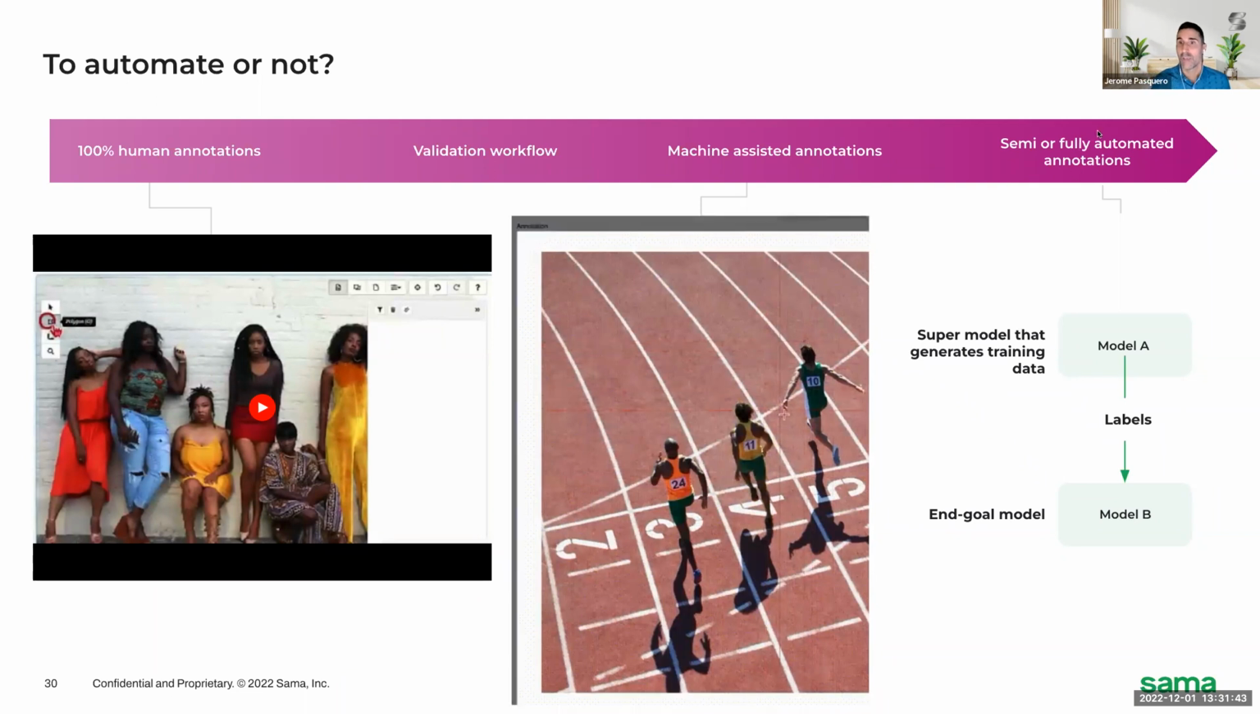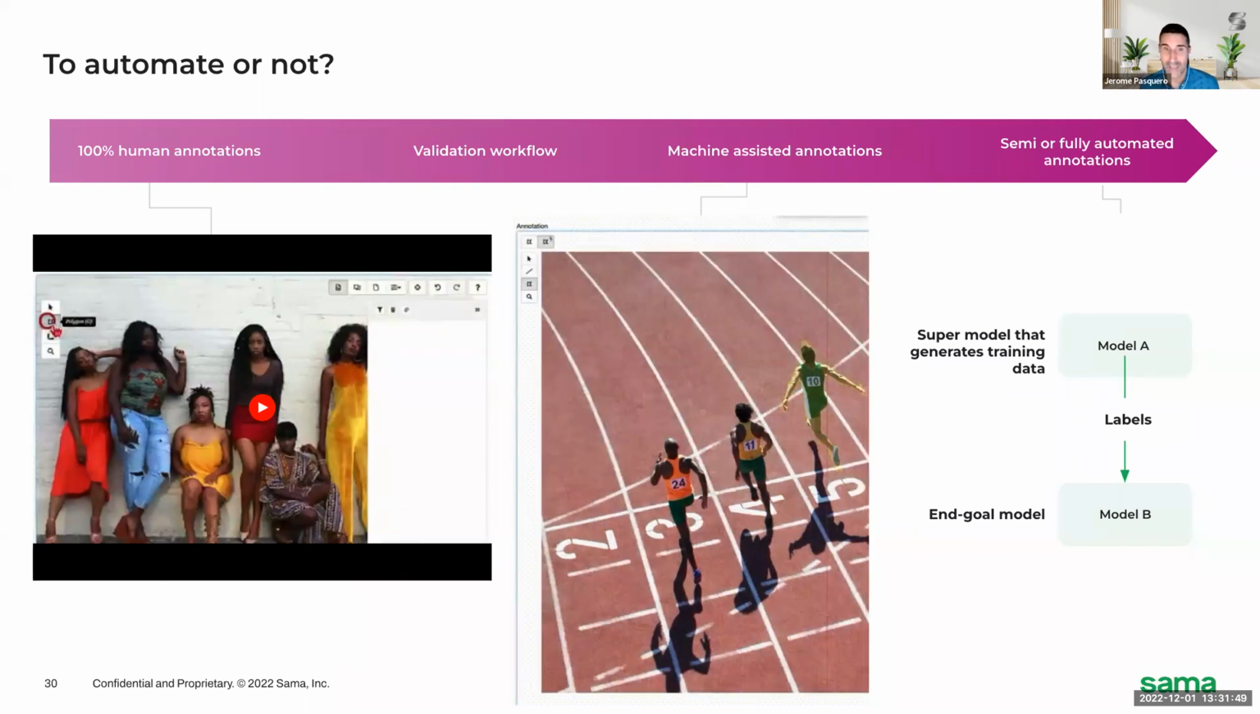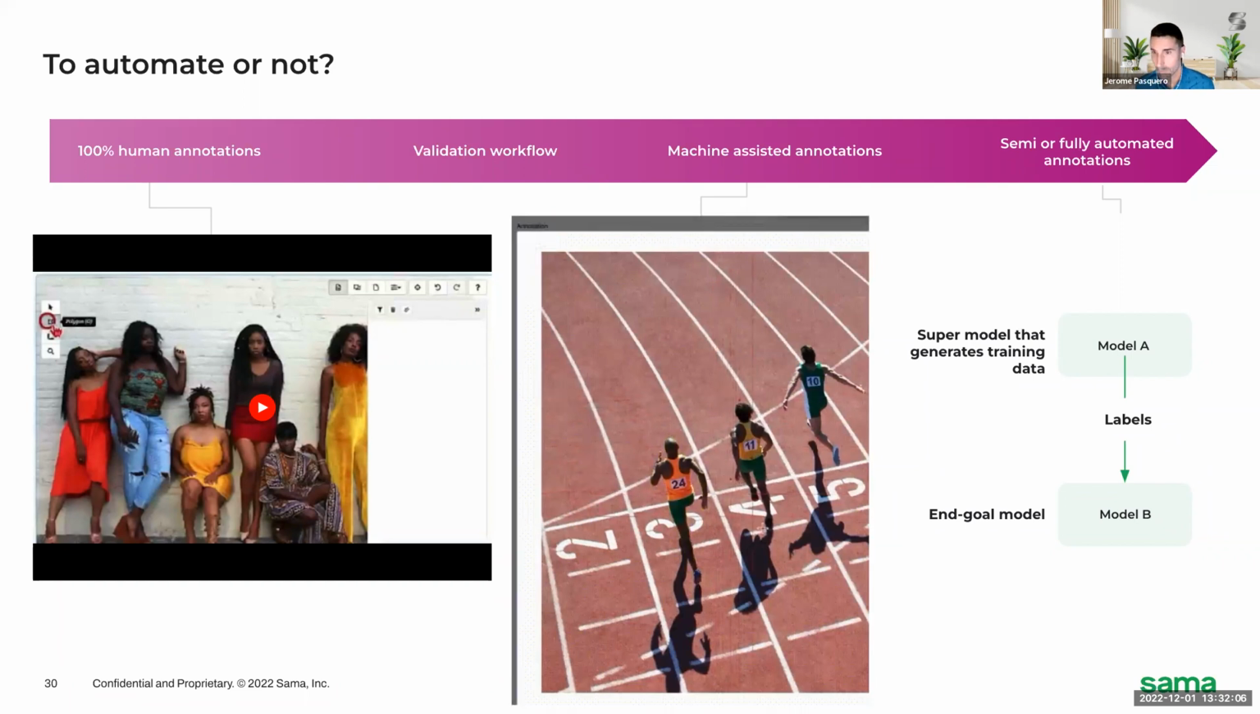And then there are semi or fully automated annotations, and there are multiple ways of doing that. One way is to have a big model that might be trained offline, for instance, and that uses more resources, that itself creates labels through predictions. And then you use those labels to train a model that might be an embedded model with fewer resources, or many different flavors of that.